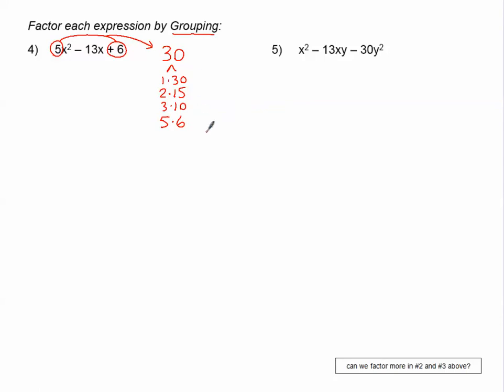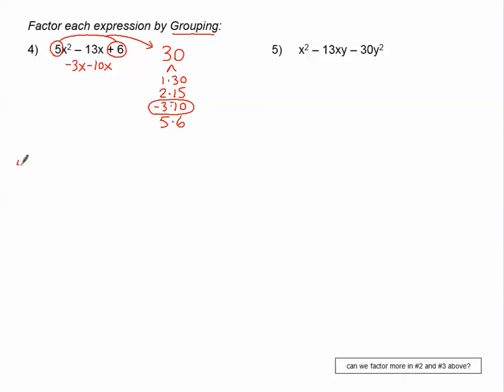I need to find the one pair of numbers that will help me get negative 13. I know that 3 and 10 make positive 13, but I need negative 13. What if I make them negative 3 and negative 10? It's okay because negative 3 times negative 10 is still positive 30, but they also add up to make negative 13. So that's the pair of numbers that I want. I'm going to take negative 13x and separate it into negative 3x and negative 10x because they mean the same thing. And now I see 1, 2, 3, 4 terms.